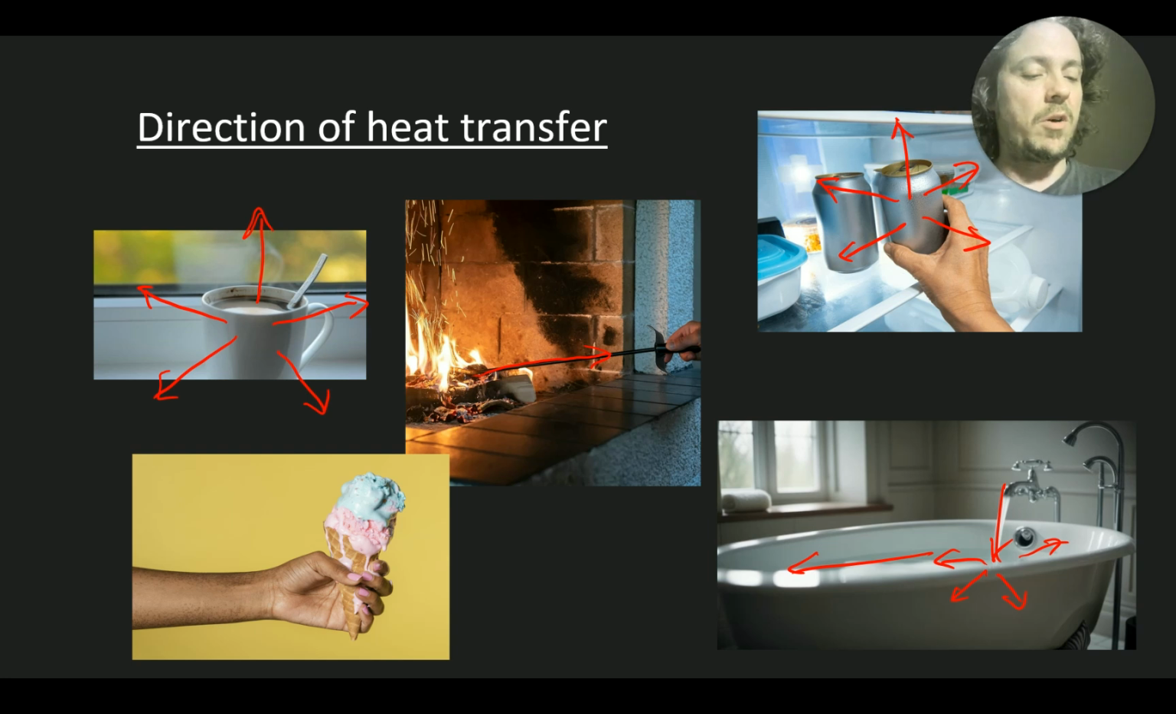And then if we think about a hot sunny day, we've got an ice cream here, what's happening? Well, we know that the ice cream is colder than the surroundings in this situation. So the heat energy here now is actually going into the ice cream, causing it to melt. All right. So direction of heat transfer always from hot to cold. Okay, let's move on.